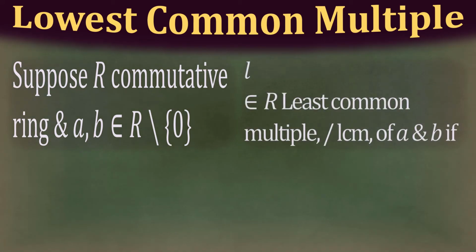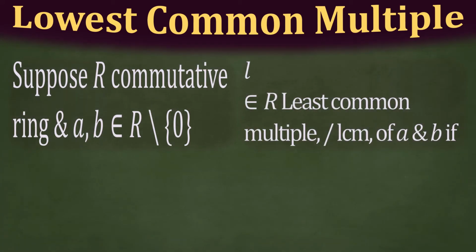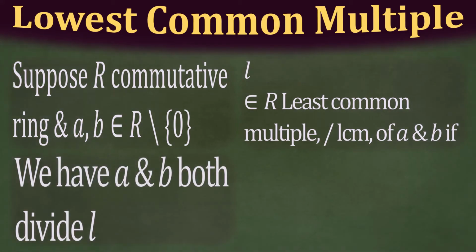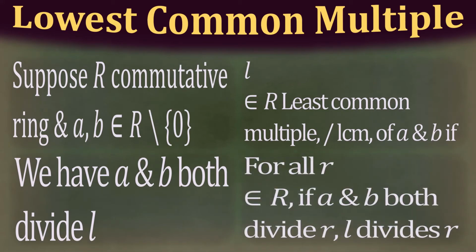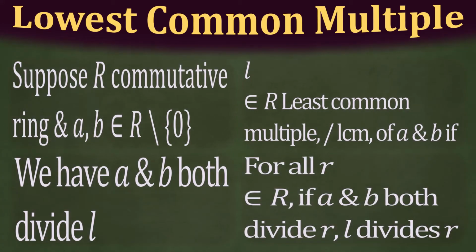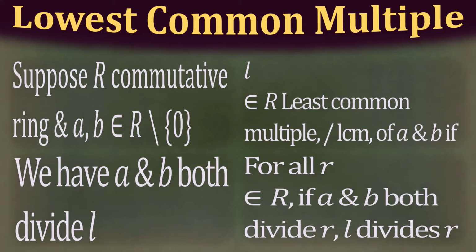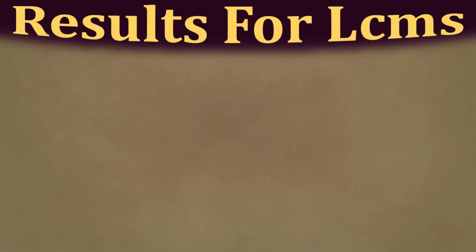We say that L in R is a least common multiple, or LCM, of A and B if first, A and B both divide L, and second, for all R in R, if A and B both divide R, then L divides R. Next, let's discuss some results for LCM.